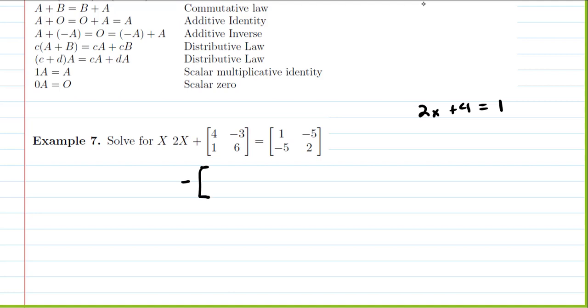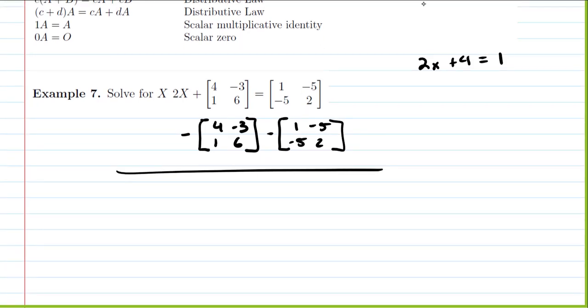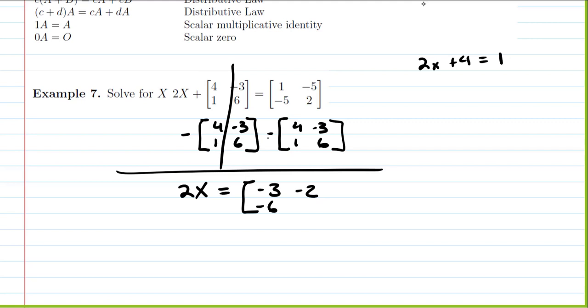So I'm going to subtract the matrix [4, -3; 1, 6] from both sides. The fundamental rule of equations says if I do it to one side, I have to do the same thing to the other side. So on the left side, they reduce out, and I have 2x is equal to, well, 1 minus 1 is going to give me 0. Negative 5 minus... I wrote the wrong matrix. That shouldn't be all zeros. It's 4, negative 3, 1, and 6. Let's try that again. So 1 minus 4 gives me negative 3. Negative 5 minus negative 3: minus minus makes it plus, so negative 5 plus 3 is negative 2. Negative 5 minus 1 is negative 6. And 2 minus 6 gives me negative 4.